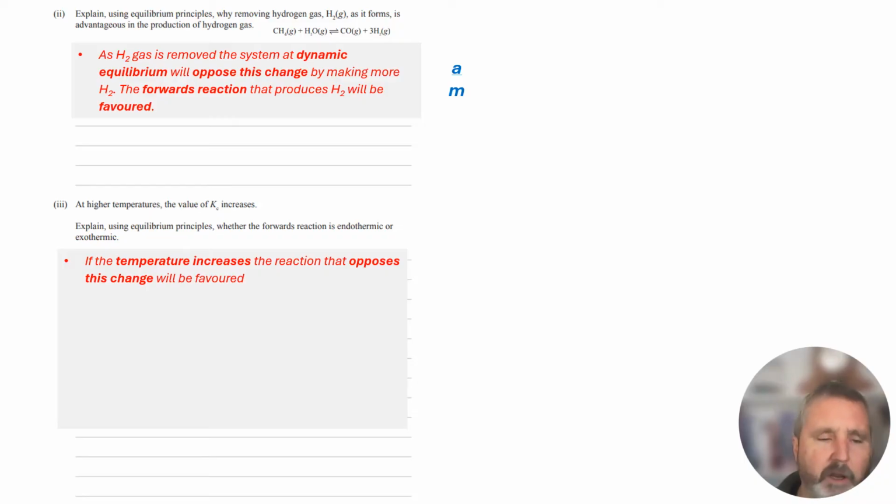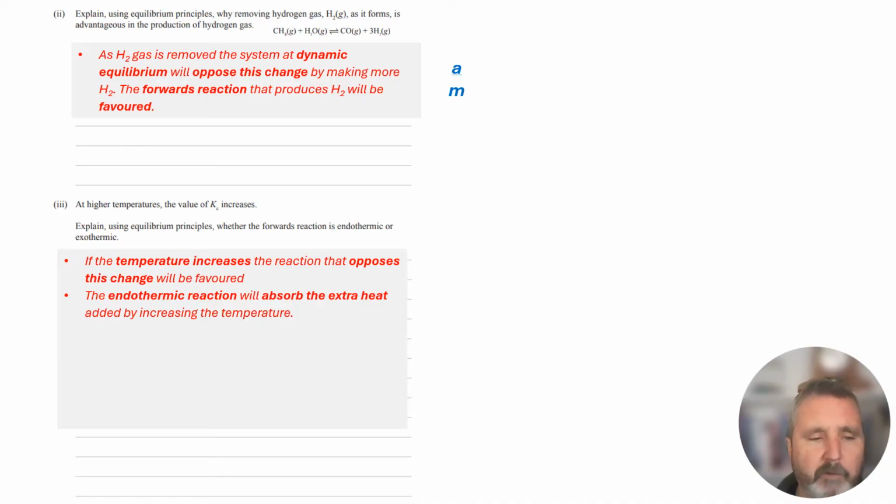If the temperature increases, the reaction that opposes this change will be favored. So we've stated Le Chatelier's principle, that is that if we make a change to the equilibrium, the opposite will happen to oppose the change. So if we increase the temperature, the reaction that opposes it is favored. Now the reaction that opposes an increase in temperature is the endothermic reaction, because it absorbs the extra heat that is added by the increased temperature. So now we've said if we increase the temperature, the endothermic reaction is going to be favored. The endothermic reaction is favored.